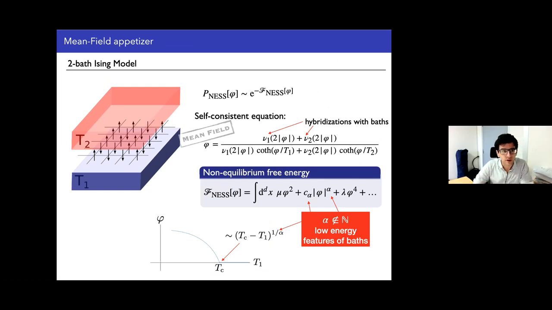Okay, so let me start with the two-bath Ising model as an appetizer. To compute the non-equilibrium steady state, I will resort to the mean field approximation, because then it's very easy to write down the self-consistent equation for the field phi, which involves the temperatures of the two baths, T1 and T2, and also the spectra of the two baths, mu1 and mu2. These are two functions of the energy. We call them hybridization functions. But basically, they tell us about the energy structure of the environment, right?